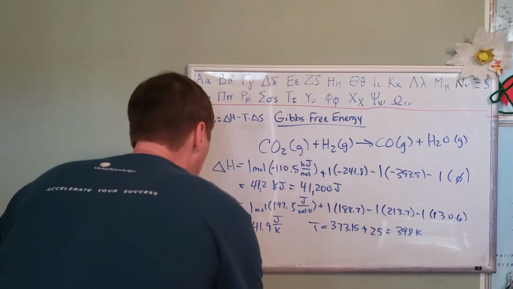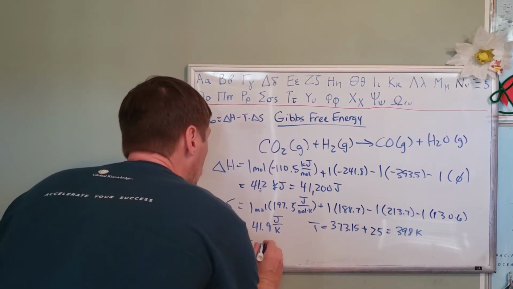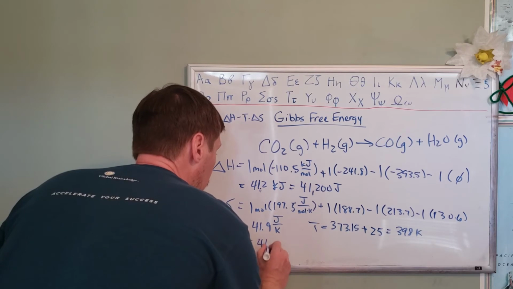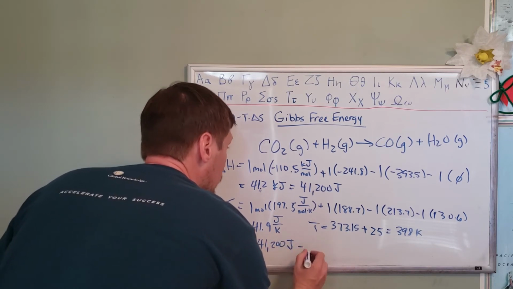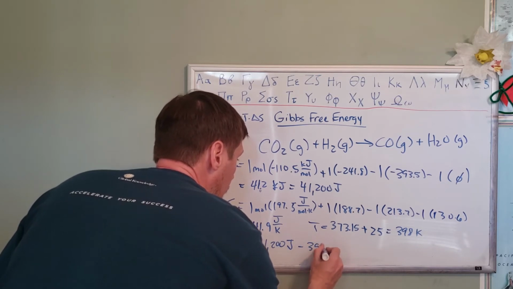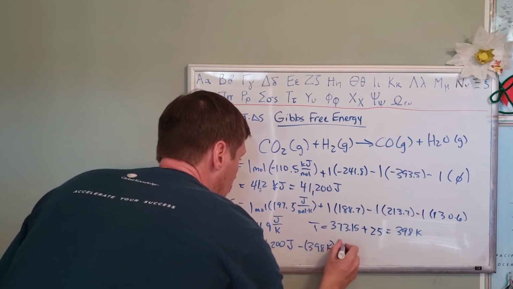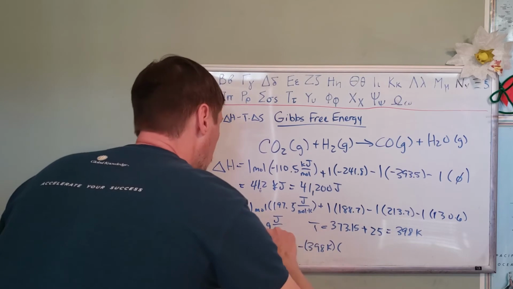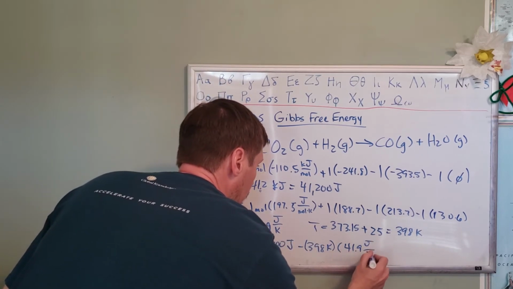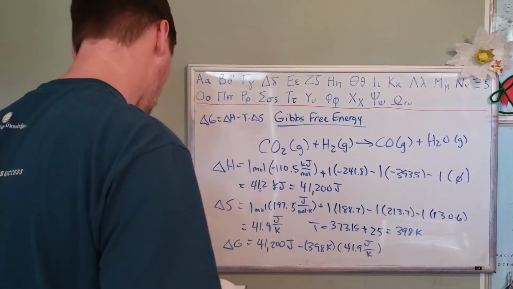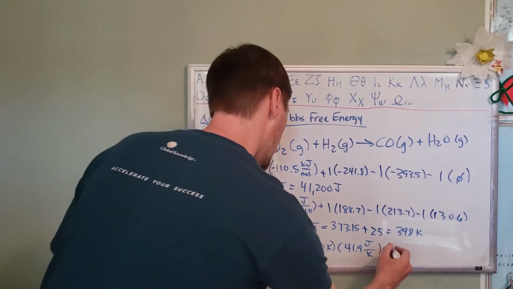So change in G is equal to change in H, 41,200 joules minus 398 K times 41.9 joules per K. And we get a final value of 28.